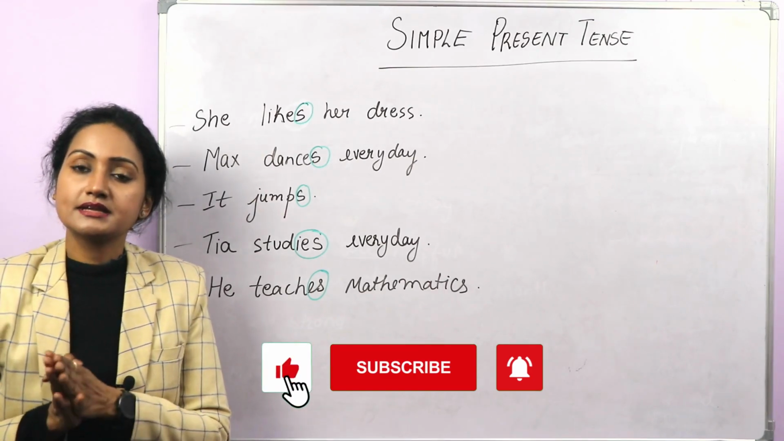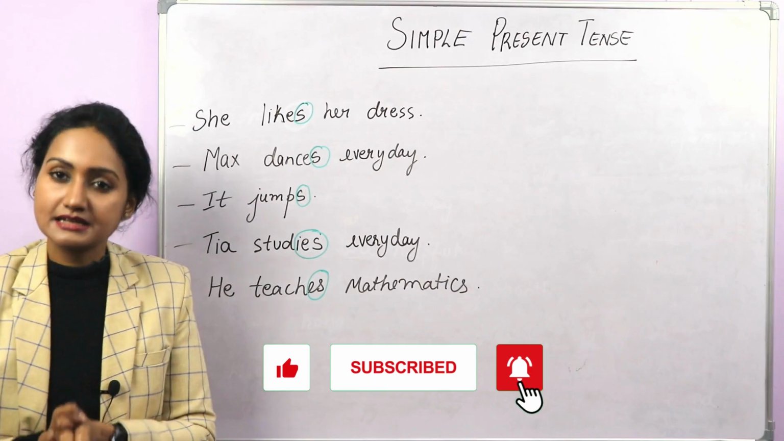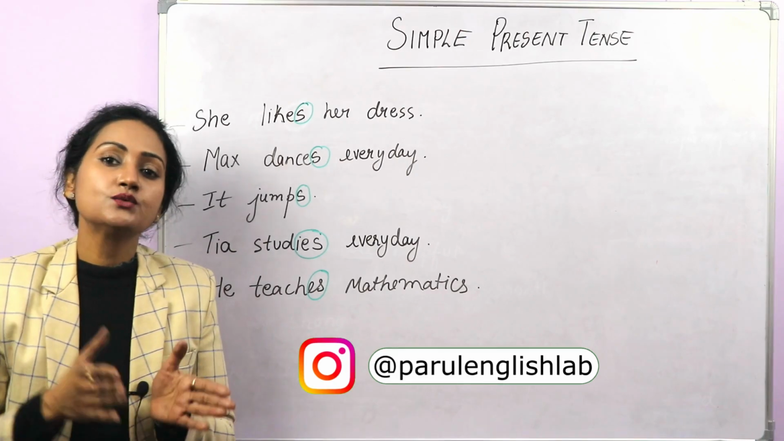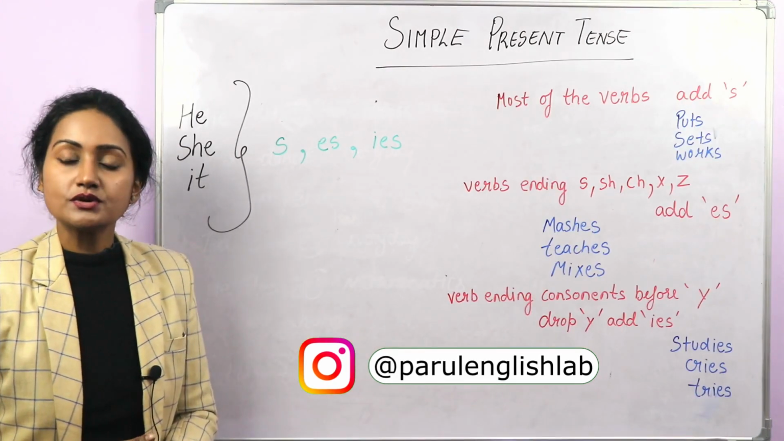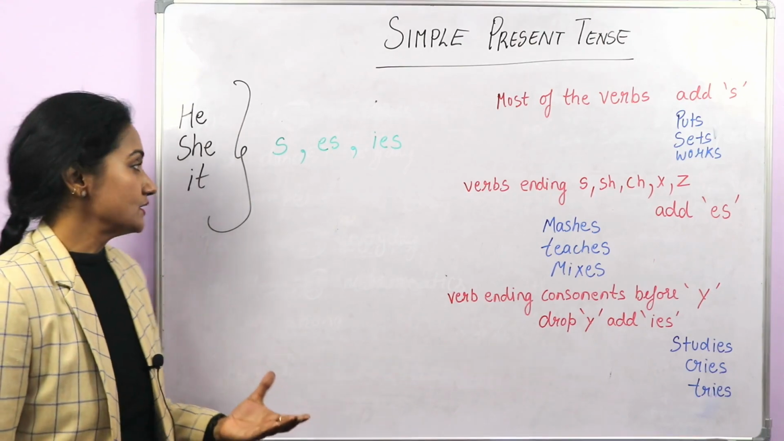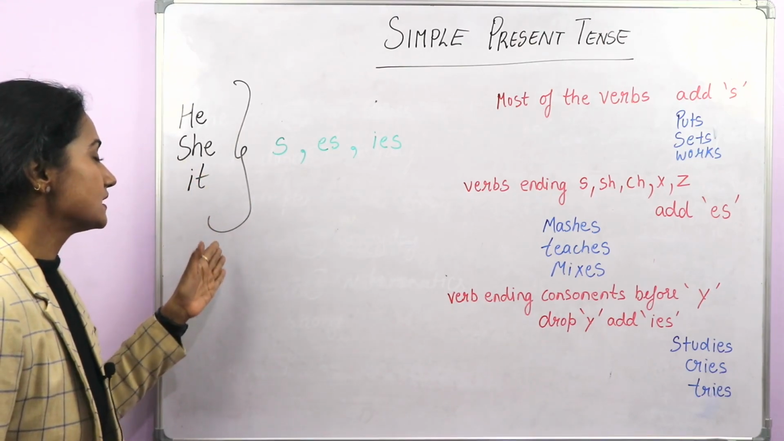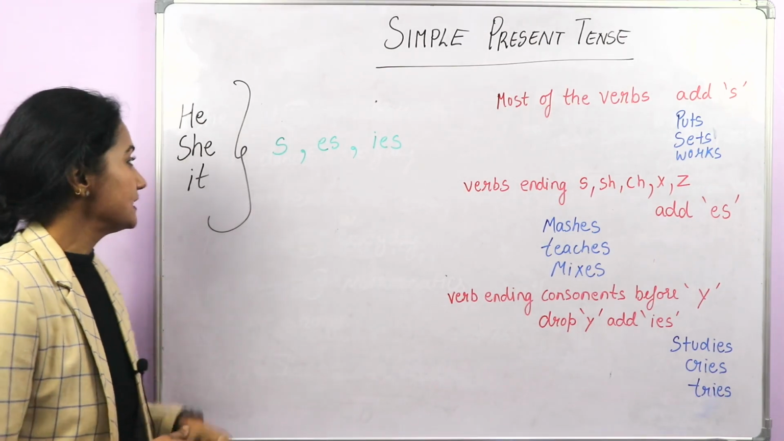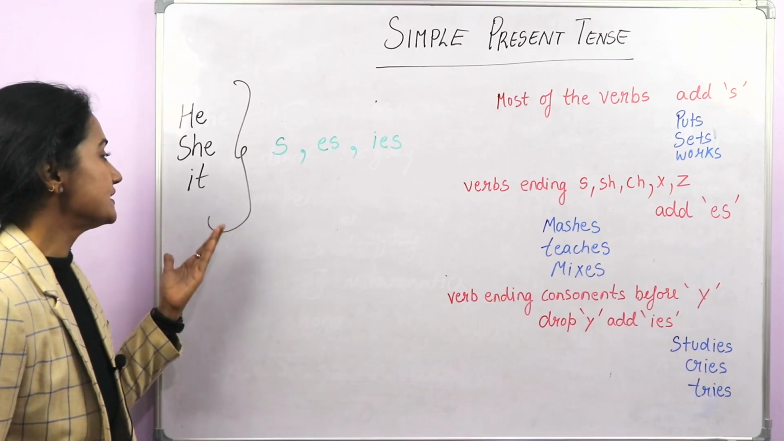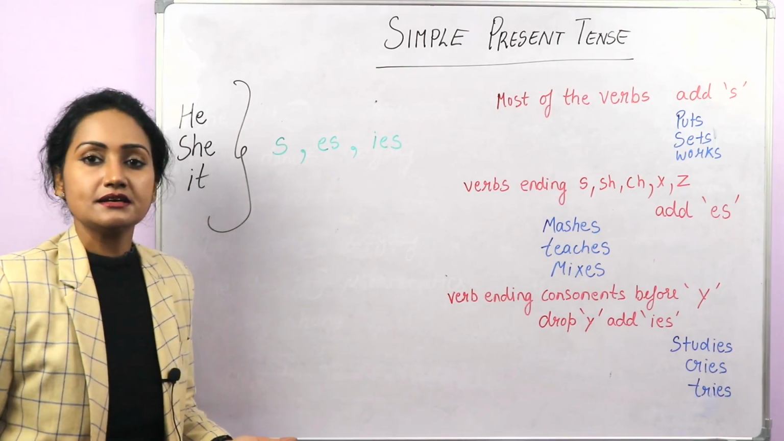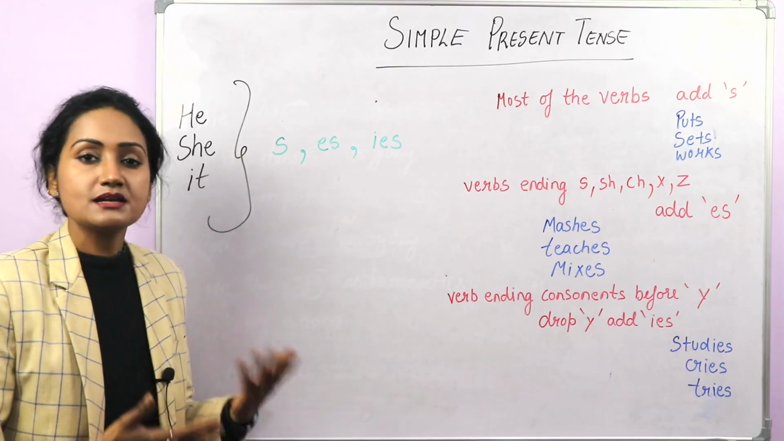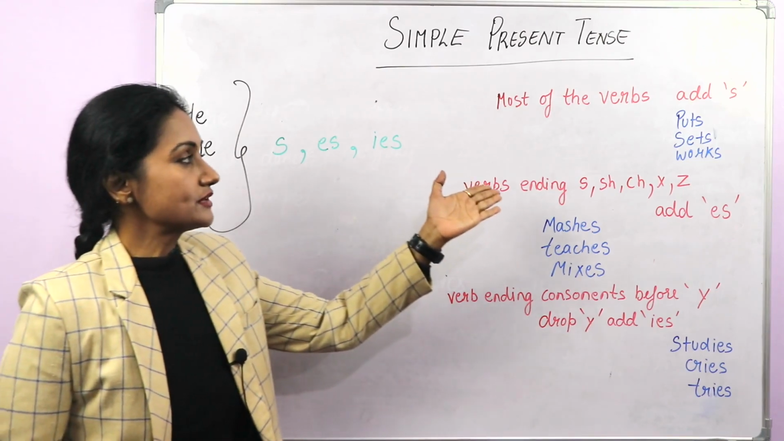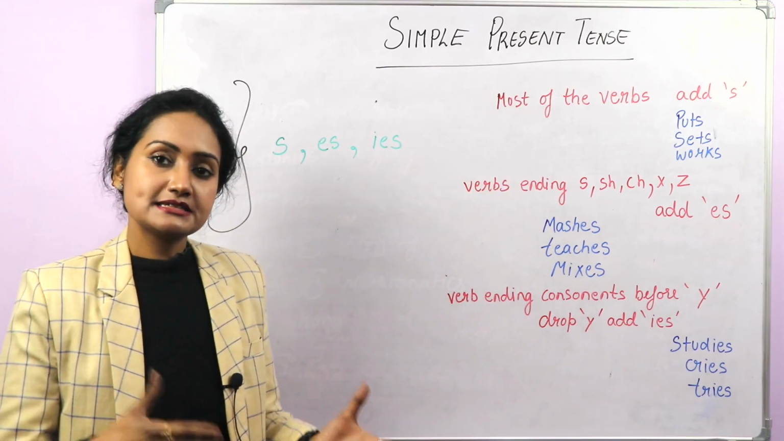There is a rule that with he, she and it, we always use an extra s, es or ies with the verb. I have mentioned everything on the board so that you have a better understanding. So with he, she and it, we will use an extra s, es or ies with the verb. Okay, he means a male, she means a female. It can be used for anything. It can be any non-living thing or an animal, bird, anything you can use it for. Okay, now here you can see how we have to put s, es and ies.